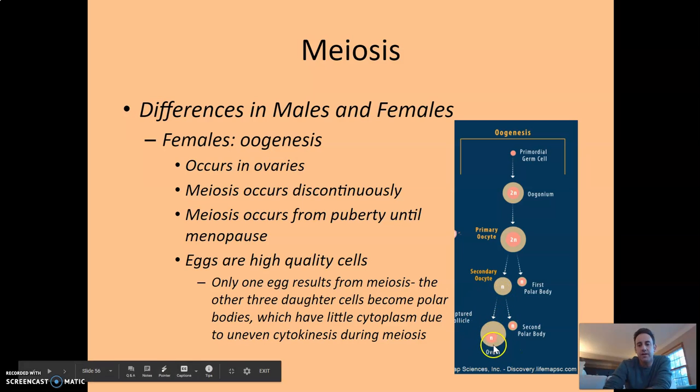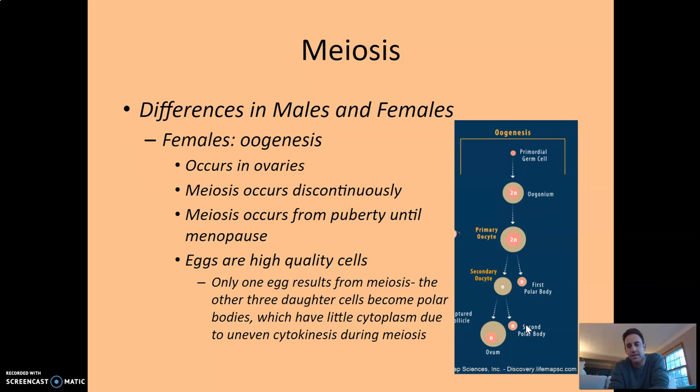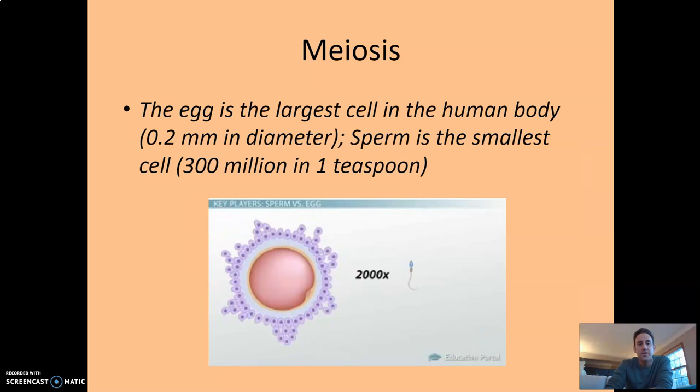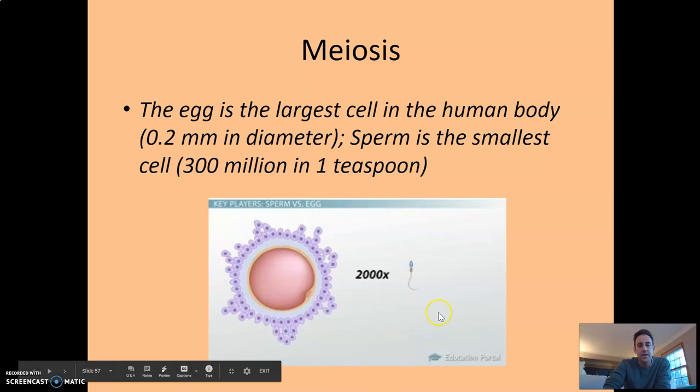And then the second division, the same thing happens. Most of the cytoplasm goes into one of the two products of meiosis, leaving a second polar body. And so basically what this means is at the end of meiosis, even though there's 4 products, 3 of those products are these junky polar body cells, and 1 is this high quality egg cell. So that is going to be really quality. The result of this is that the egg is actually the largest cell in the human body, and sperm is the smallest.